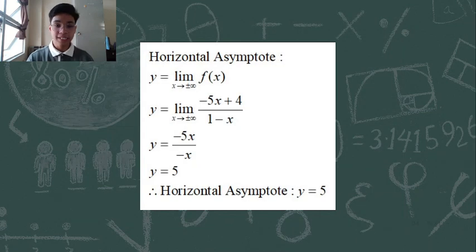As for horizontal asymptote, we need to do y equal to limit x approach to plus minus infinity f(x), where in this case our f(x) is negative 5x plus 4 over 1 minus x. And for this, we just need to take the highest variable, where at the top we got the negative 5x, while at the bottom we got the negative x. So we will solve it, we will get that our y is equal to 5. So we can conclude that our vertical asymptote equal to 1, while our horizontal asymptote equal to y equal to 5.